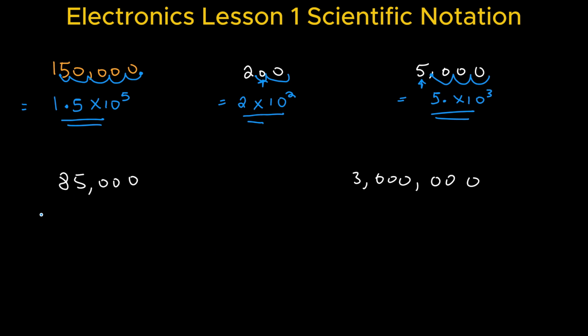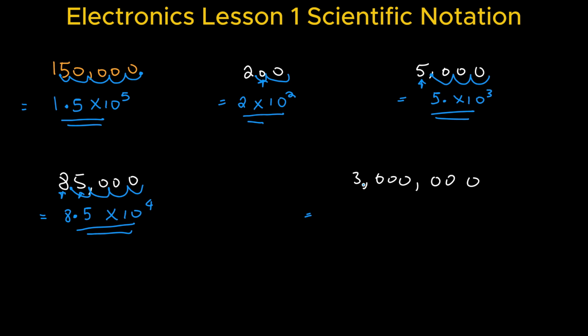Here's the other example, 85,000. Okay, so we need our decimal. This 8 will be on the left side, and this 5, we need to write it over here. And now let's move towards the right. 1, 2, 3, 4 places towards the right. That's 10 to the 4th power.